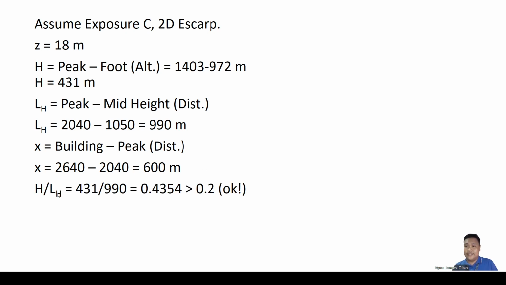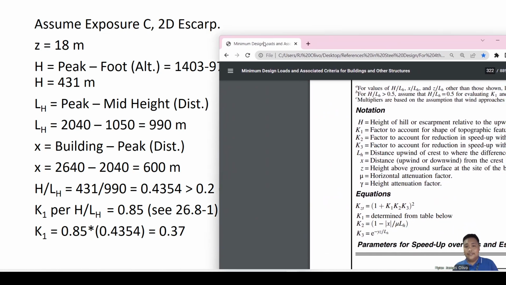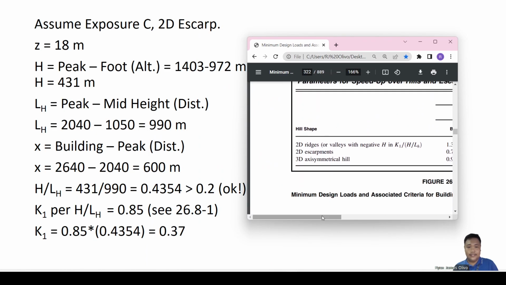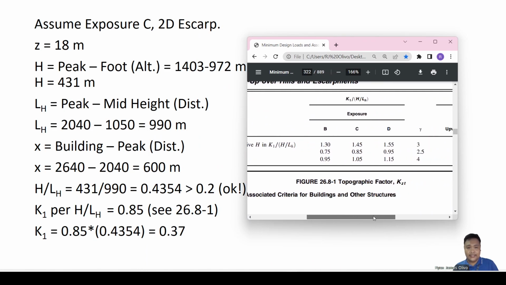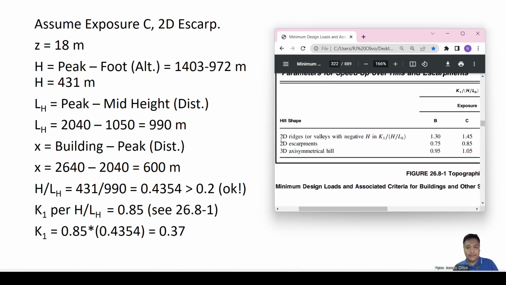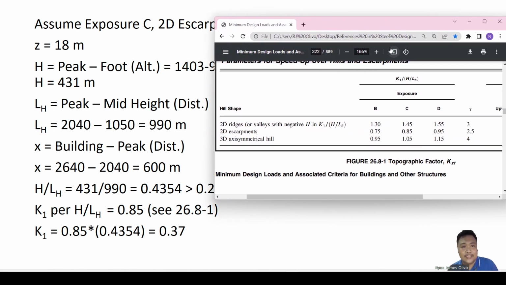So H over LH is okay. The number 4 condition is satisfied, that H over LH is greater than 0.2. For K1 per H over LH, I will show you here. For escarpments, the second, it is 0.85. For exposure category C and escarpments, as you can see here, that is 0.85.